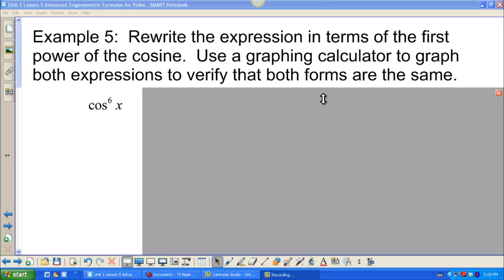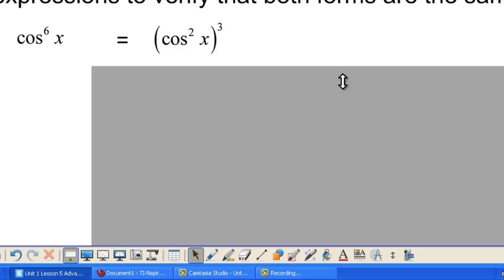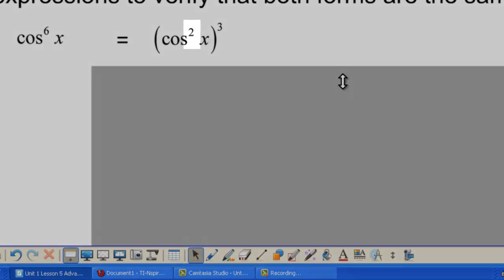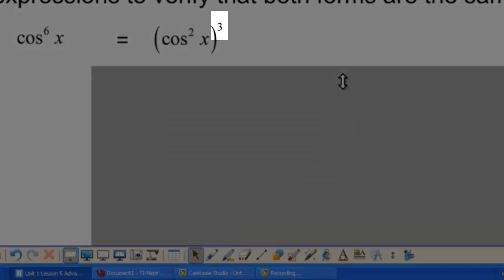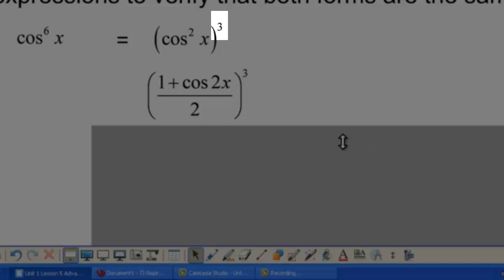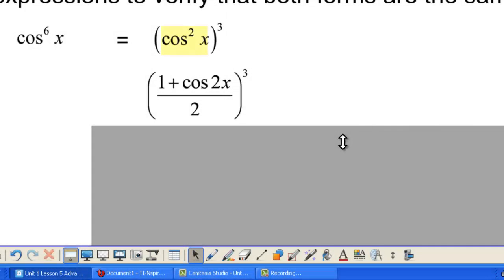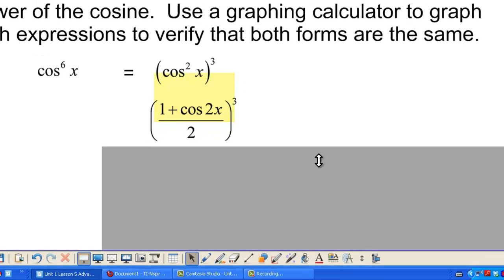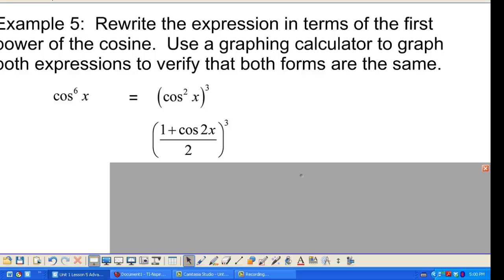This is kind of a long problem, but if you can follow along with this, then I think you really have a good grasp of your power reducing formulas. Okay, I can rewrite the cosine raised to the 6th power of x as the cosine squared of x raised to the 3rd power, using my power to a power rules from my laws of exponents. Next, I can substitute the cosine squared of x as 1 plus cosine of 2x all over 2 using my power reducing formula.